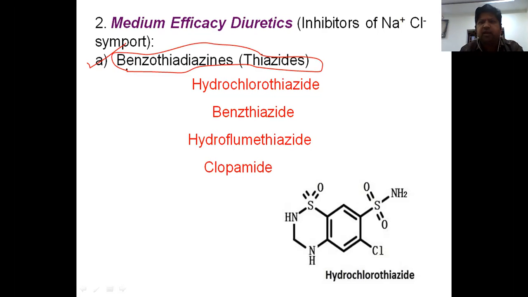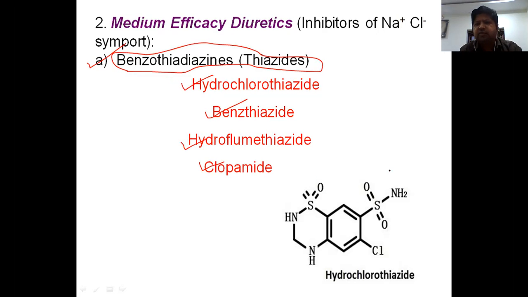What I have shown you right now, the site of action where thiazides are going to act, that is DCT, distal convoluted tubule. Here you have wonderful drugs, which are among the widely used drugs even in hypertension. Even in hypertension, thiazides are given as the first choice. So you have hydrochlorothiazide, benzthiazide, hydroflumethiazide, and polythiazide.